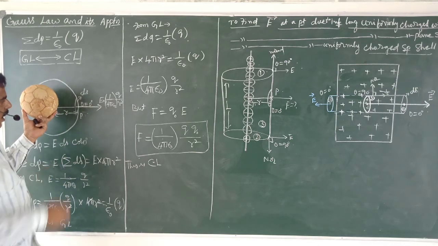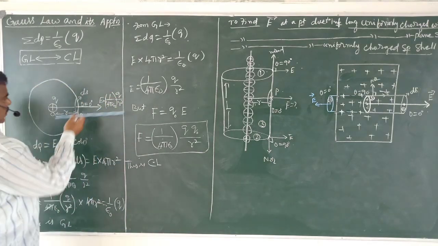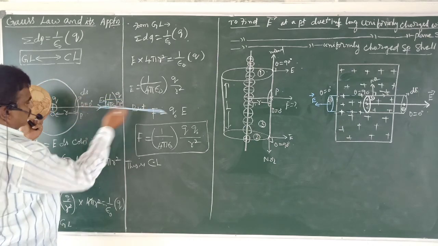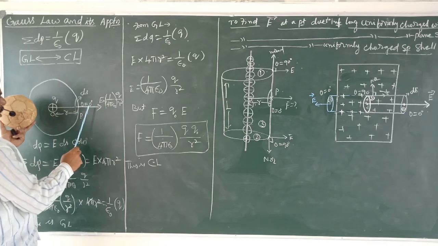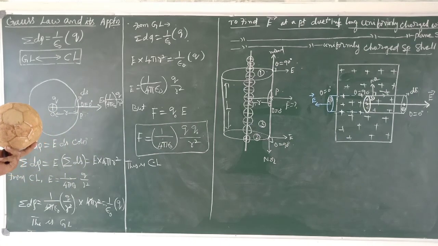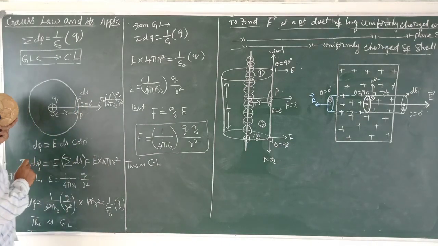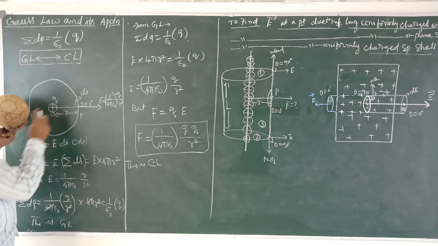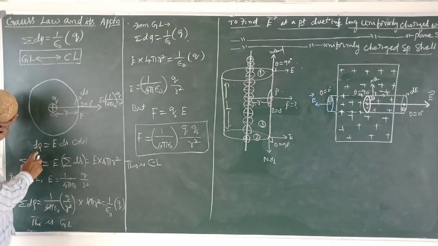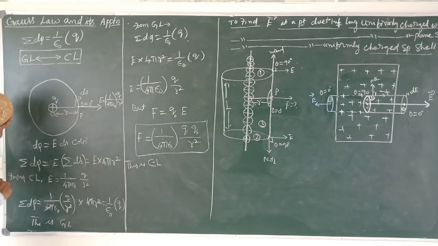At P, the electric intensity is like this. You see, the electric field is like this. The normal is also in the same direction. That is why theta is 0 degree. Theta is 0 degree, cos 0 is 1. The electric flux through this area ds is E ds cos 0 degree.